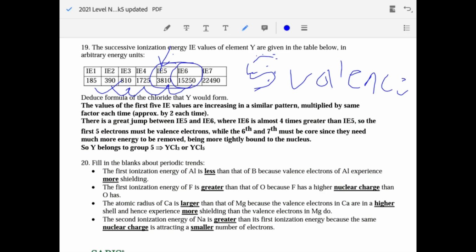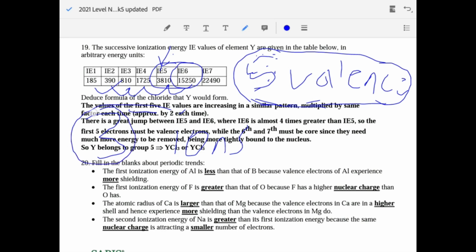and it forms 3 minus ions. So what was the expected chloride is, you either donate all these 5 valence electrons to form a covalent bond, or it shares 3 electrons. So that's why it's either YCl3 or YCl5.